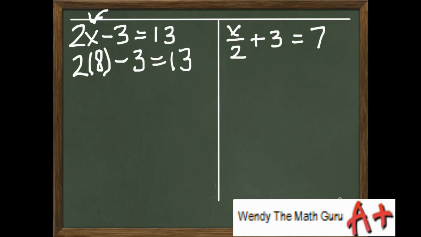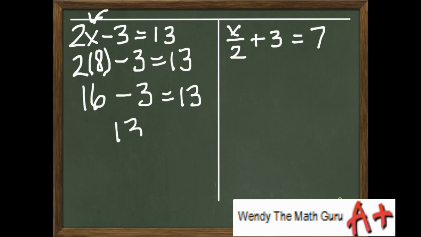So follow the order of operations. You need to multiply before you subtract. So 2 times 8 gives you 16, minus 3 equals 13. 16 take away 3 is 13. That is equal to 13. And so our solution checks out. 13 equals 13, and that statement is true. So it tells us that our original input of 8 was correct.